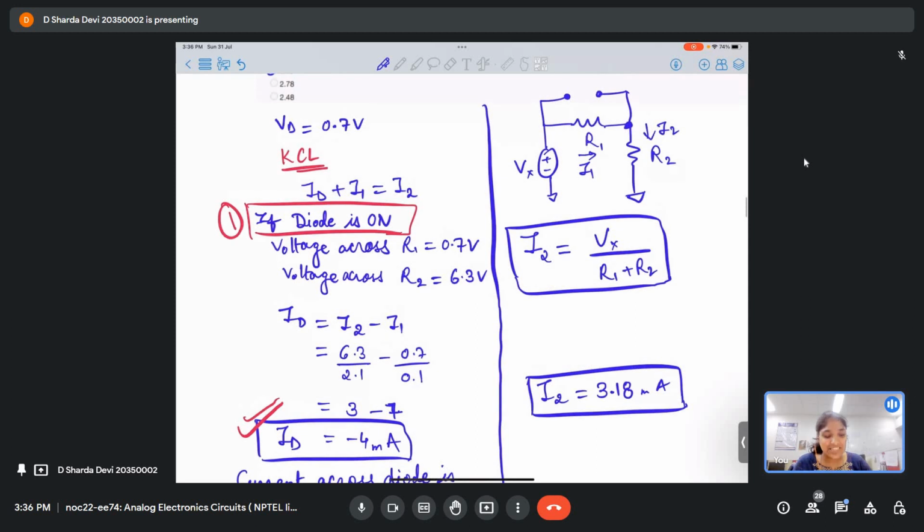Yes. So this is in series, right? The same current will flow through R1 and R2. Yes, sir.